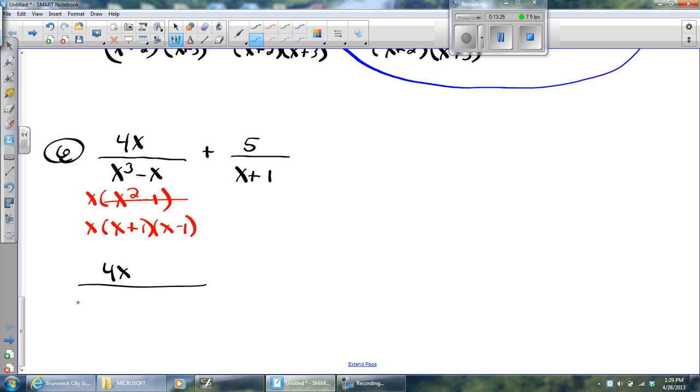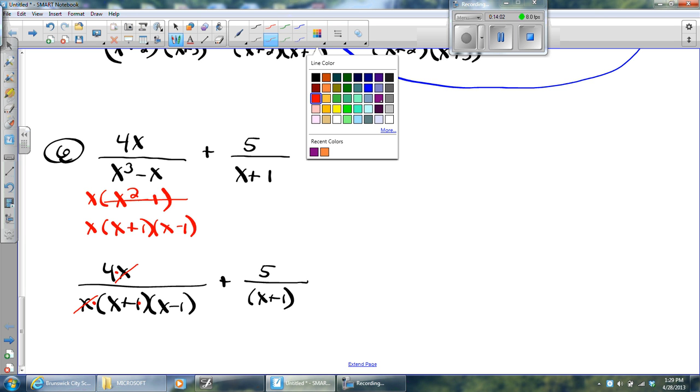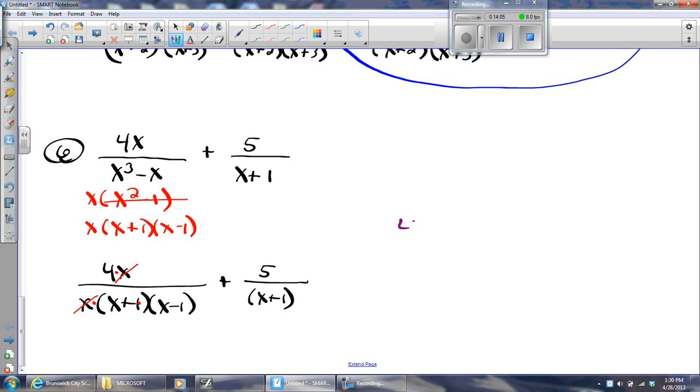4x over x times x plus 1, x minus 1. Notice how that denominator is all multiplication. 5 over an x plus 1. Before I go find my LCD, I'm going to notice that there's a 4 and an x attached by multiplication right here. And this x is attached to multiplication right there, to the quantity of x plus 1 and quantity of x minus 1. And there's a division bar, the fraction bar. These x's can cancel out, leaving me 4 over x plus 1, x minus 1. Now I'm ready to go find the LCD. What did I just do there? I simplified my fraction.